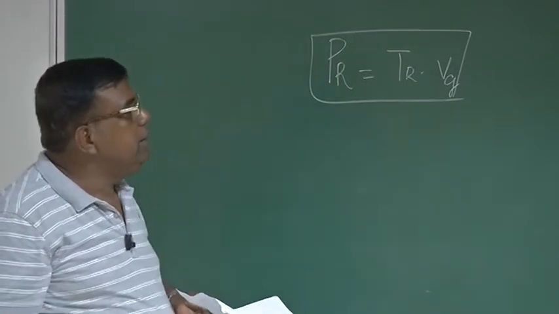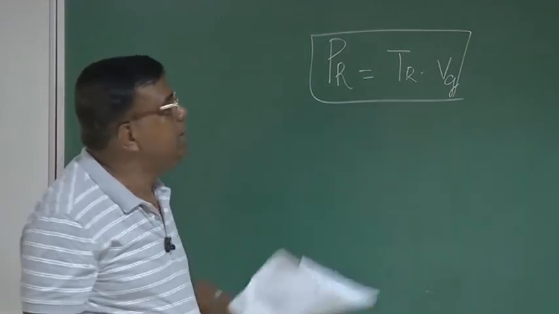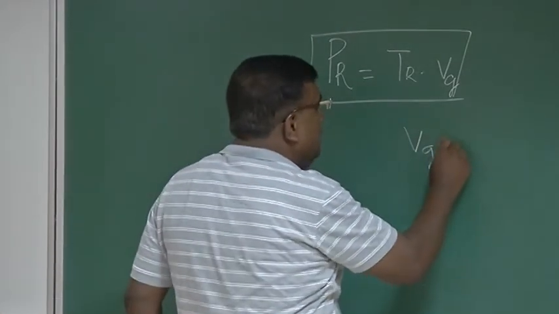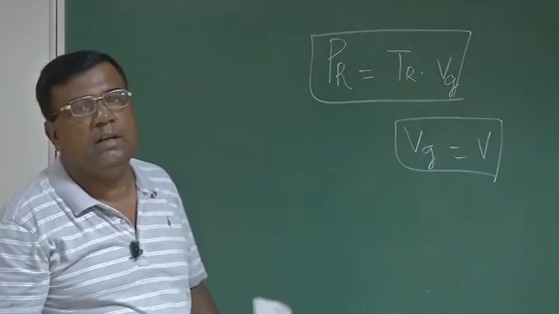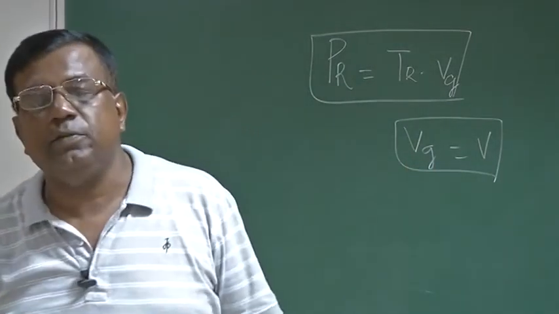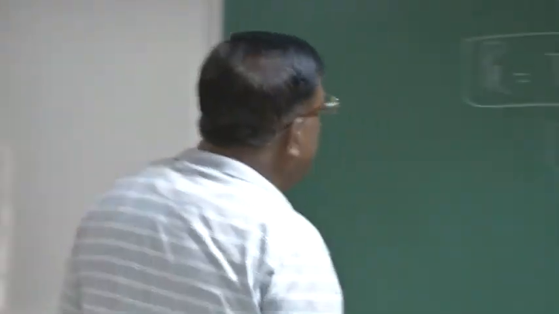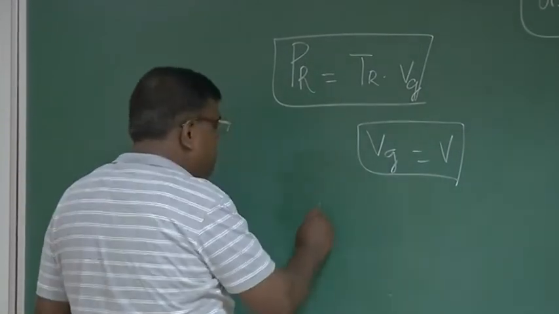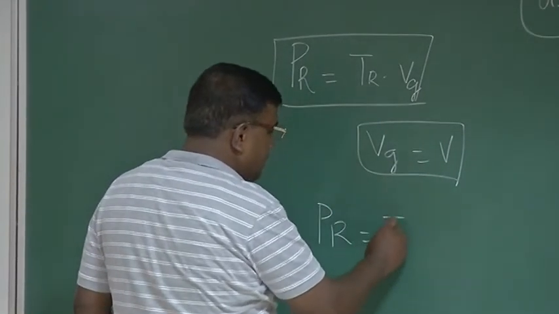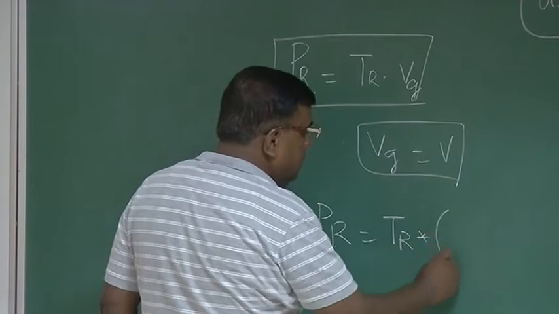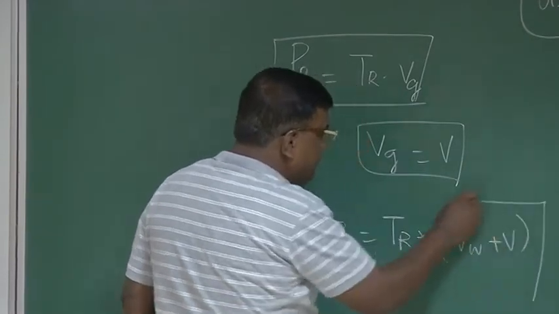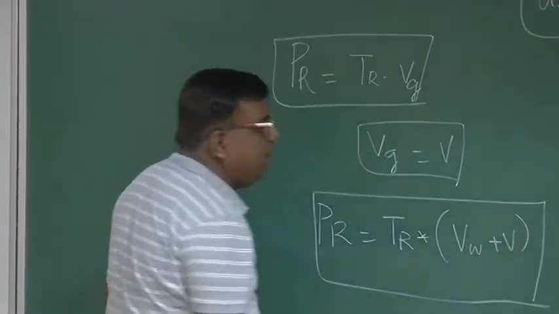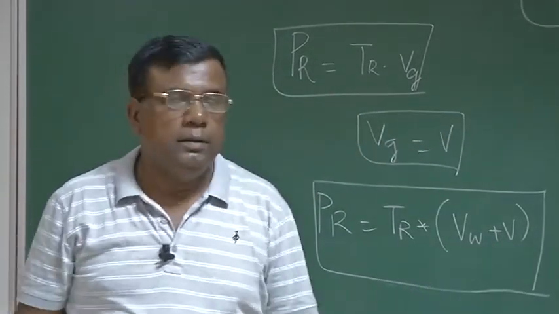Now the question is, when there was no atmospheric wind, Vg and air relative speed V were the same, so we calculated like this for standard atmosphere. Very fine, because in standard atmosphere there is no atmospheric wind. But now atmospheric wind is there, so what happens? PR is thrust required into Vg, which is Vw plus V, where V is the air relative speed.